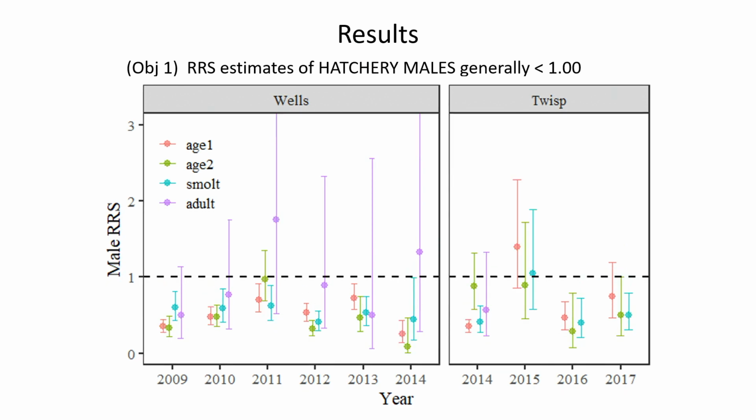And here we're looking at the relative reproductive success of the hatchery males, and we see really similar patterns. The juvenile estimates are generally showing a lower reproductive success, and the adults are kind of bouncing around and have a lot of uncertainty. And here, the one that stands out as a little bit different is 2015 for the Twisp stock. And what's likely going on there is that was the year we had the lowest proportion of wild males in the study. And so there was just less competition for these hatchery males.